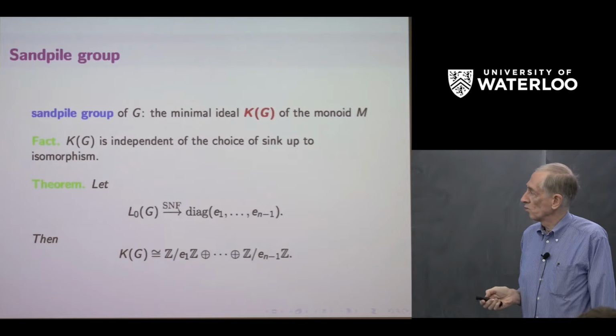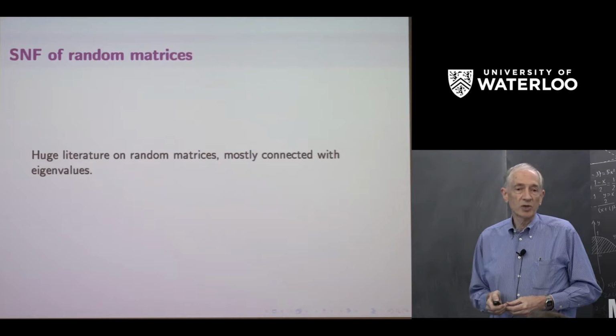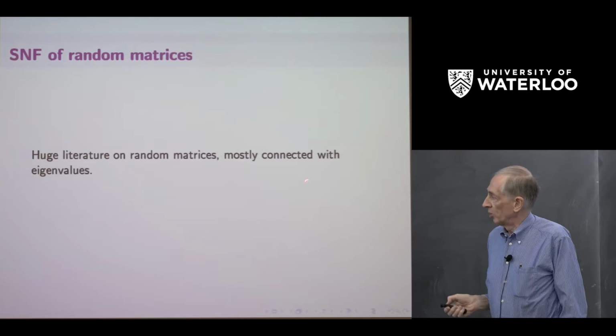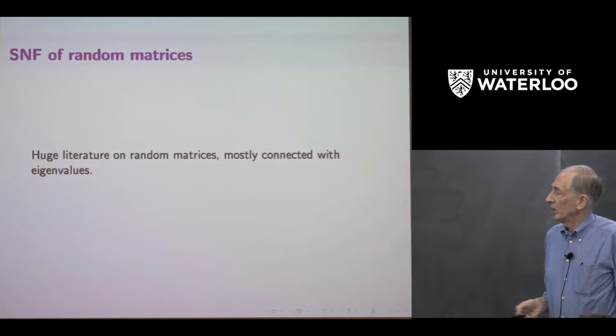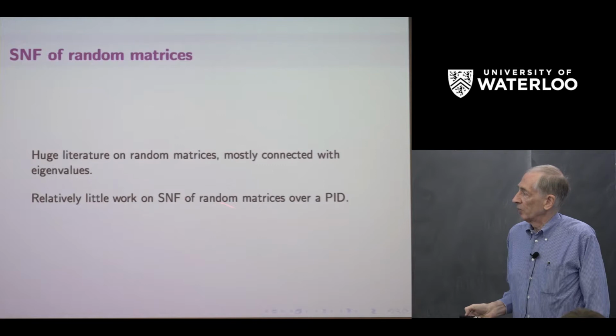Well, I'll come back to some further examples soon, but let's look at a different aspect of SNF. What can you say about the Smith normal form of a random matrix? You might know there's this huge literature on random matrices, mostly connected with eigenvalues and eigenvectors of these matrices. But there's not so much work that has been done on, say, a random matrix over a PID. What does its SNF look like?